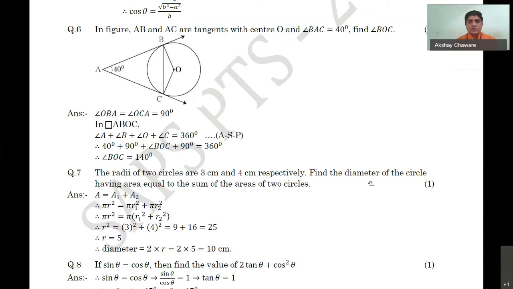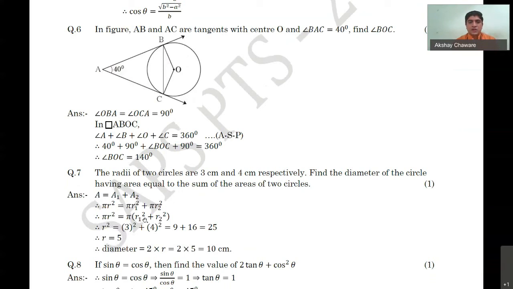Now in question number 7, the radii of two circles are 3 cm and 4 cm respectively. Find the diameter of the circle having area equal to the sum of the areas of the two circles. We know the area of a circle is pi r square. Here there are two circles, let the radii be r1 and r2. So we can say A is equal to a1 plus a2. Pi r square equals pi r1 square plus pi r2 square. If we take pi common, we get r1 square plus r2 square.